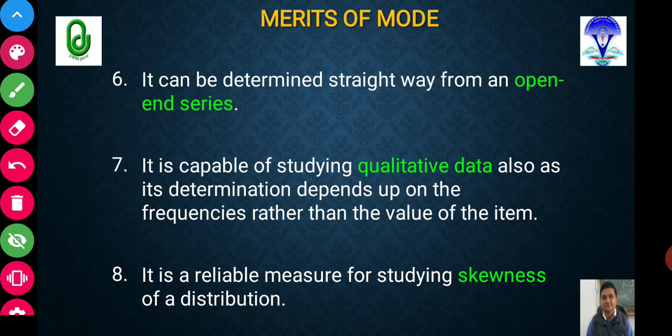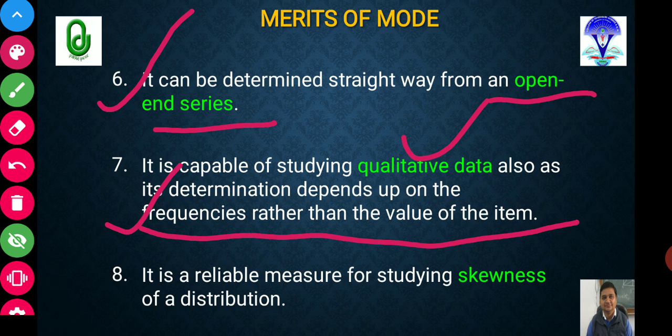Now another one is it can be determined straight away from an open-end series. So this is the method. This is the measure of central tendency which can be determined from an open-end class. It is capable of studying qualitative data. So mode can also be determined for the qualitative data. Also, its determination depends upon the frequency rather than value of the item. So mode is determined based on its frequency rather than the actual value. So that is why for qualitative data also it can be determined.